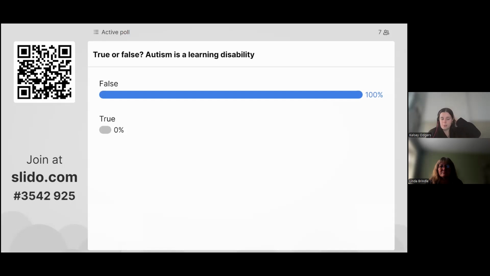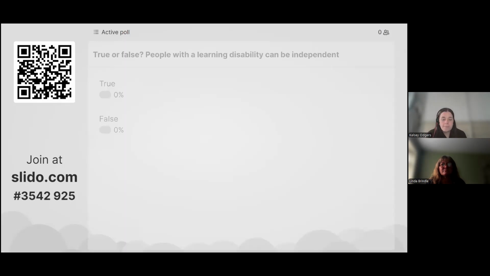Okay, so currently 100% saying false, so yes. The term learning disability we know can be confusing, and the label has actually changed over the years. But a learning disability, as we said, is that specific diagnosis for low intellectual functioning and significant difficulties with adaptive or daily life skills. And we know that some people with a learning disability may be autistic, but certainly not everybody.